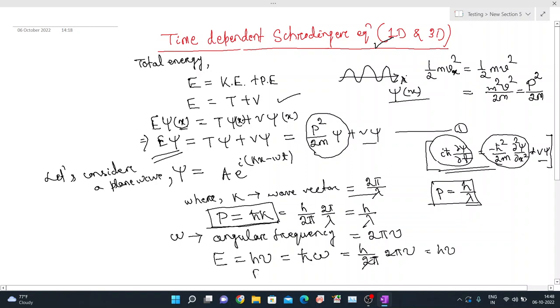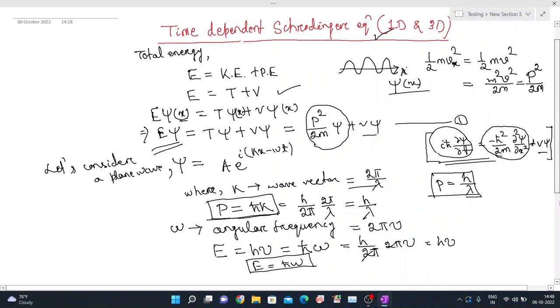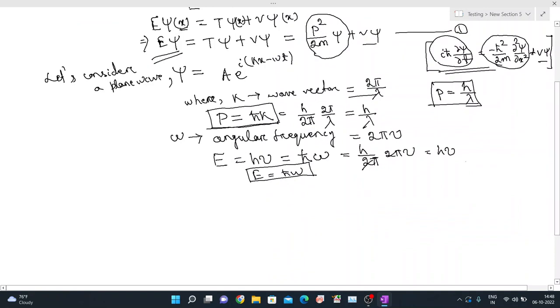Okay, so E is equal to h cross omega. This is another equation of the energy. So now put these two values in this psi. We have to write psi in terms of p and E.